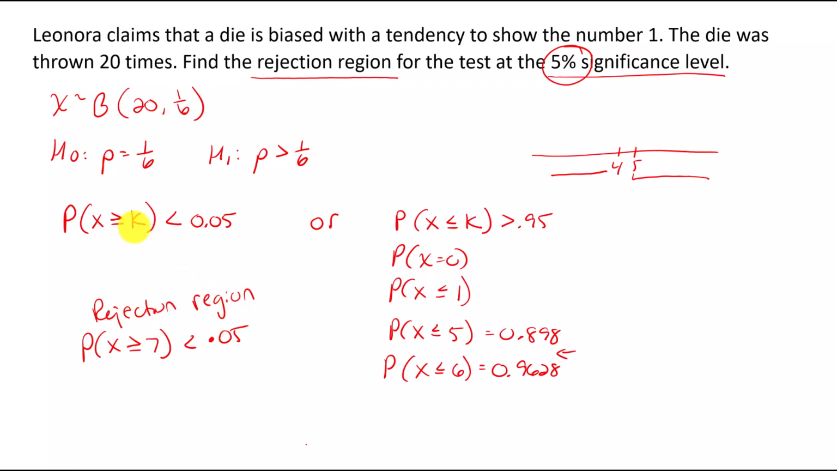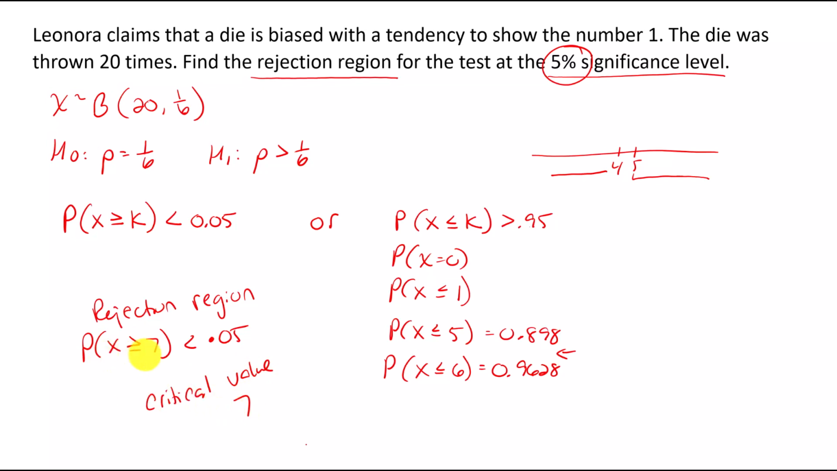If I started this one and had to work my way down, I would have had to go 20, 19, 18, and the sums of all of those, and that would have taken me a long time to get to 7. So this way was quicker, okay, with the less than or equal to. So you just have to understand the alternatives. So this is my rejection region, and my critical value is 7, okay, because that's where it changes.